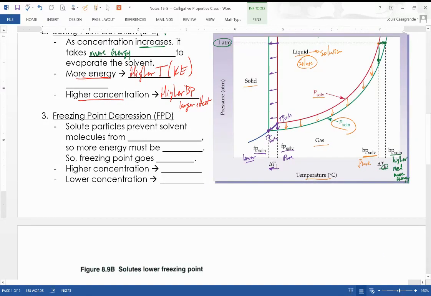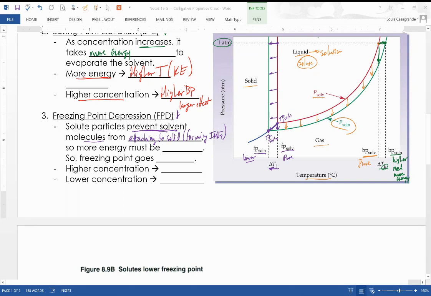So freezing point depression, again, remember that means going down. The solute particles are preventing the solvent molecules from attaching to the solid. In other words, forming those intermolecular forces. We're trying to form those intermolecular bonds. Now, here's the thing.